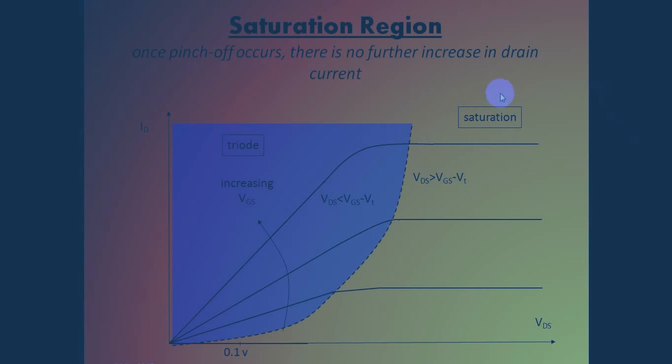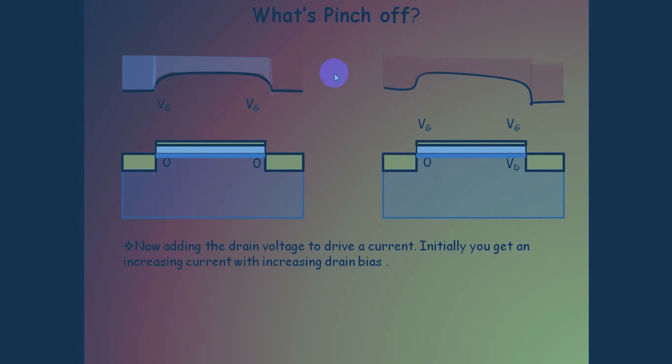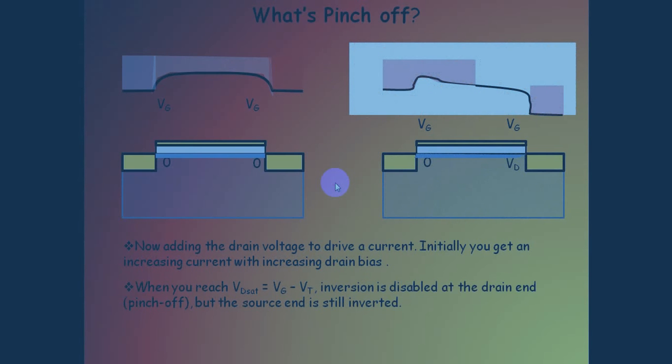Now, what is pinch-off? Every time we talk about the saturation region, the term pinch-off arises. What actually is pinch-off? The pinch-off region occurs in a MOSFET when it stops operating in the linear region and starts operating in the saturation region.